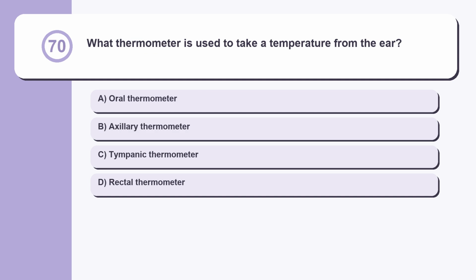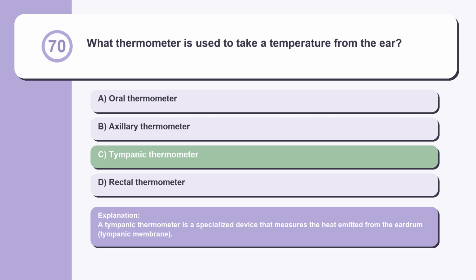Question 70. What thermometer is used to take a temperature from the ear? Oral thermometer, axillary thermometer, tympanic thermometer, rectal thermometer. A tympanic thermometer is a specialized device that measures the heat emitted from the eardrum, the tympanic membrane.